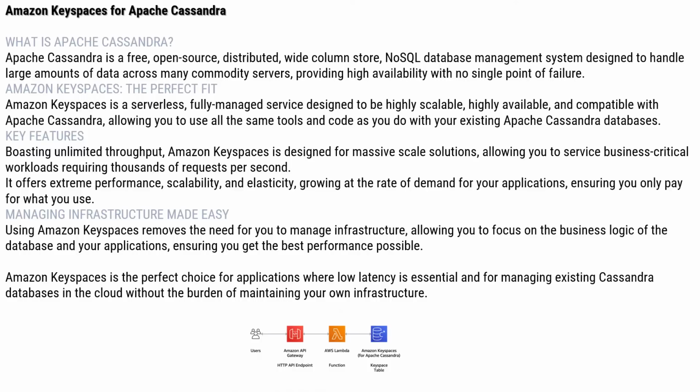Boasting unlimited throughput, Amazon Keyspaces is designed for massive scale solutions, allowing you to service business critical workloads requiring thousands of requests per second. It offers extreme performance, scalability, and elasticity, growing at the rate of demand for your applications, ensuring you only pay for what you use. Using Amazon Keyspaces removes the need for you to manage infrastructure, allowing you to focus on the business logic of the database and your applications, ensuring you get the best performance possible.